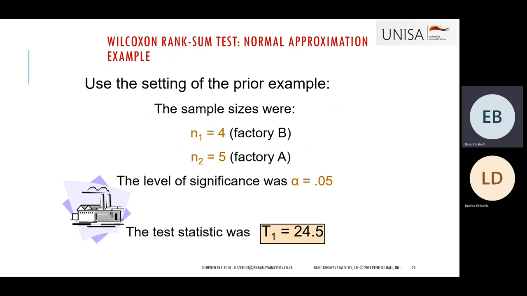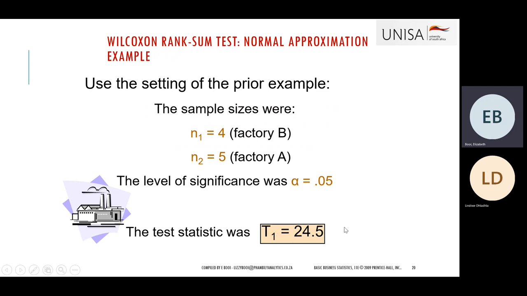Now let's look at an example. Use the setting of the prior example, which was the first one that we used. The sample sizes are N1 equals 4 and N2 equals 5, with a level of significance alpha of 0.05. The test statistic was T1 equals 24.5. Now here, because our N1 and N2 are less than 10, we're going to use the Z to approximate those sample sizes to a normal distribution. So we can still continue and use the same, because we're going to use the normal approximation.